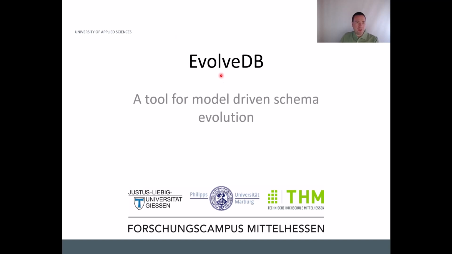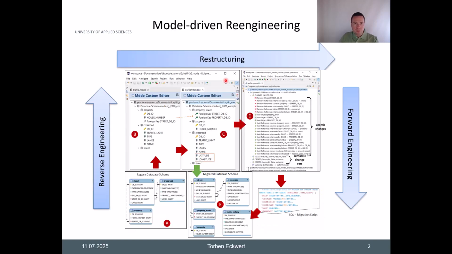My name is Tom Eckwert and today I would like to present you EvolveDB, which is a tool for model-driven schema evolution in relational databases. EvolveDB uses a model-driven re-engineering approach which consists of three phases.